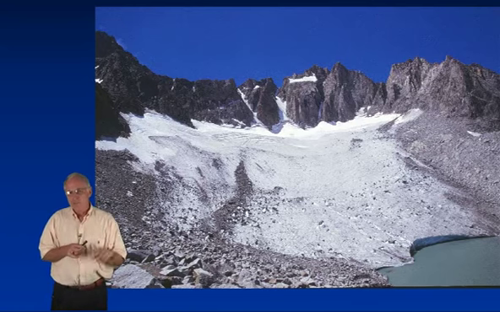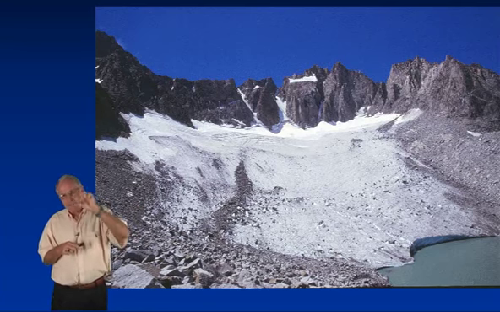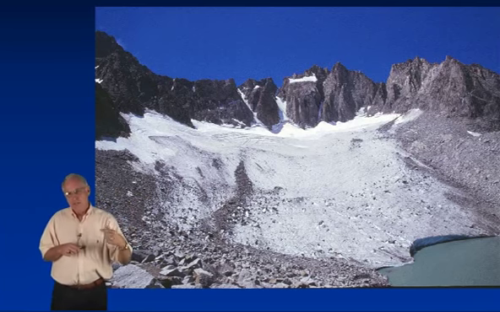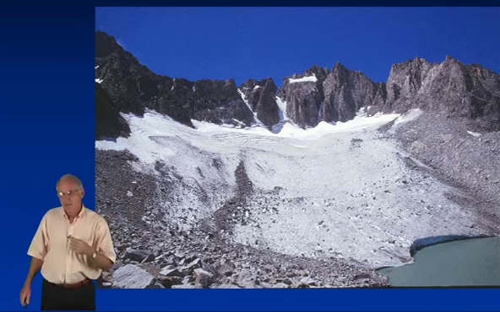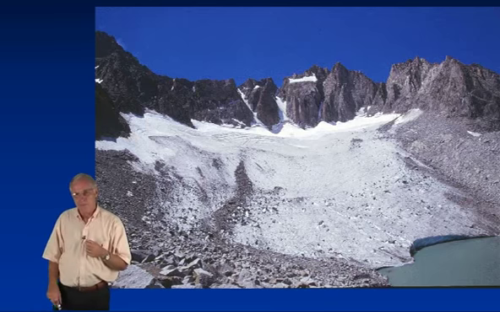It has a very small area of accumulation. That's that white area at the top of the glacier. And then most of it is in the zone of ablation. That's the lower part. And it occupies a cirque up above Big Pine, California.